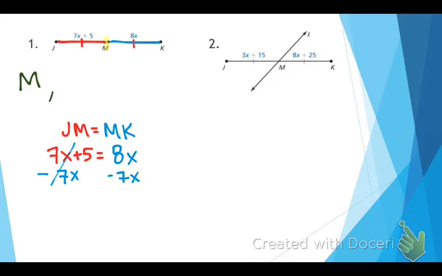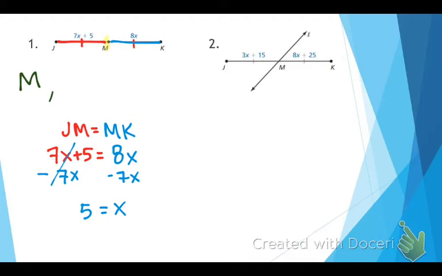So on the left side, all I have is 5. On the right side, what is 8x minus 7x? Just x. So x equals 5. Is that my answer? No. Do I double it? No. What do I do with x? Plug it back in. This is the part I'm seeing most people not do. You've got to plug it back in.